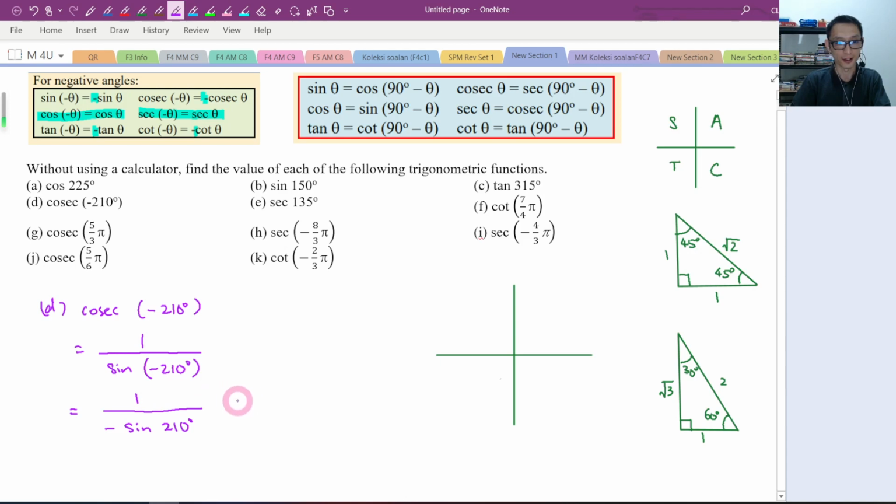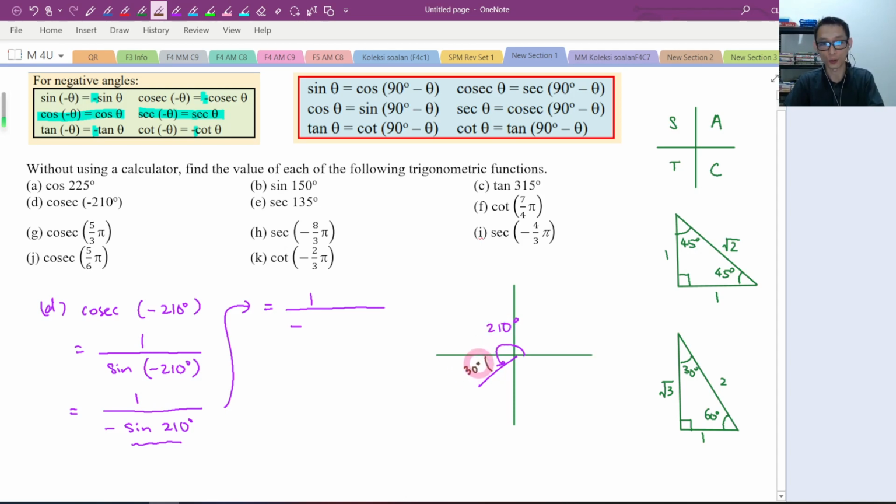Okay, now let me continue over here. 1 over... okay, this I just copy. Now I want to determine this one. What is the value for sine 210 degree? So sketch the diagram, 210 degree. What is the reference angle? This is 30 degree, right? How do we get 30 degree? 210 minus 180, which is equal to 30 degree.